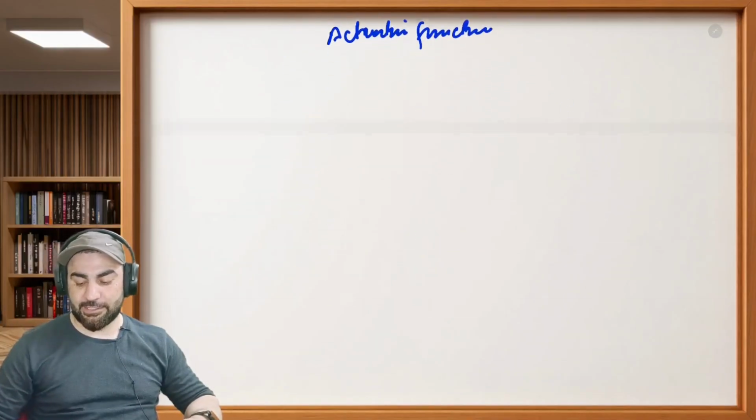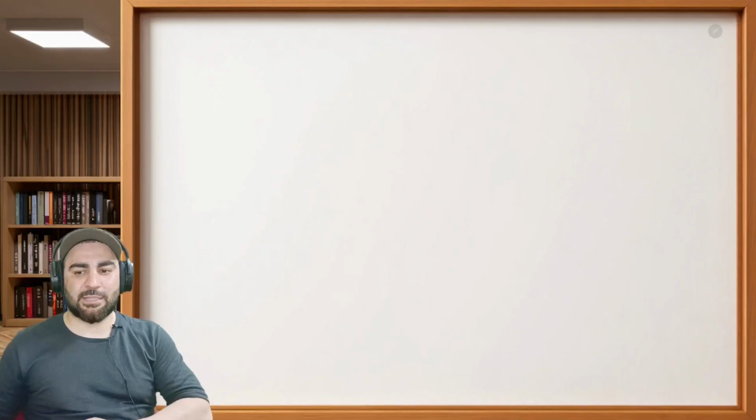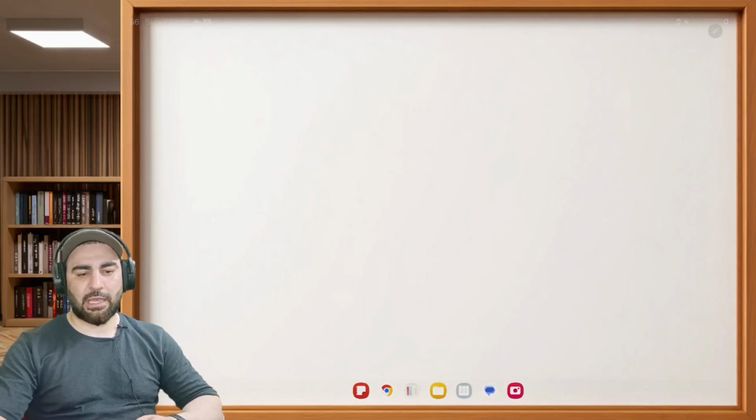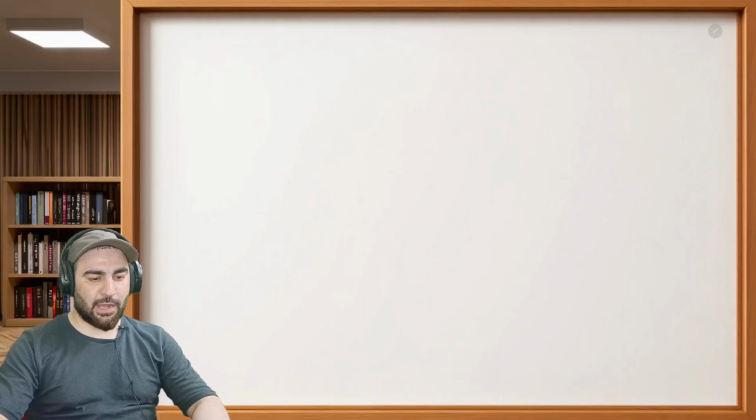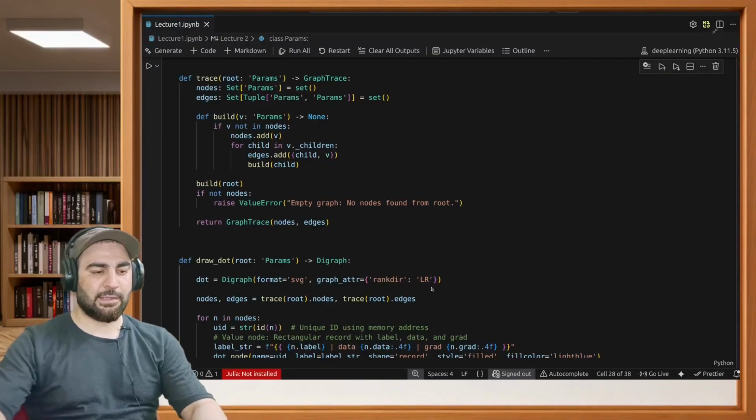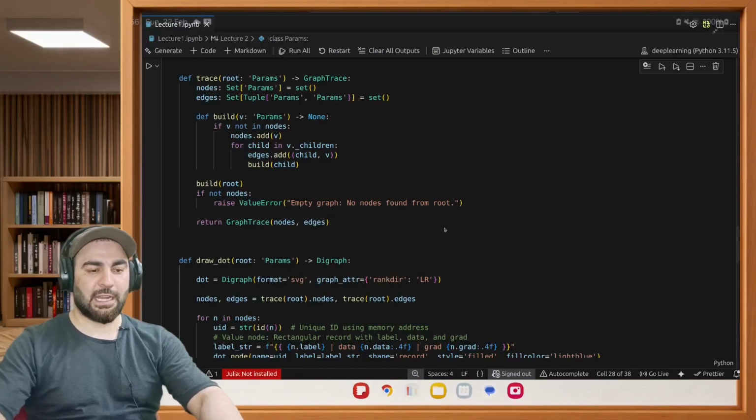So starting with this. Now that we already have this params class, I'll again bring the code window back. The first thing that I'll define is these parameters.